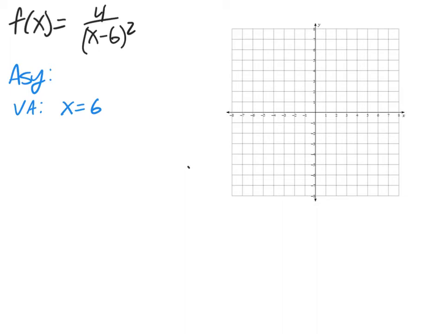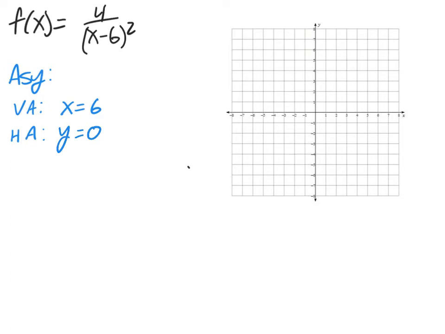And then our horizontal asymptote is kind of the same deal as before, which is as long as the degree in the numerator is smaller than the degree in the denominator, it's always going to be that y equals 0. So I'm going to go ahead and just stick those on my graph real quick.